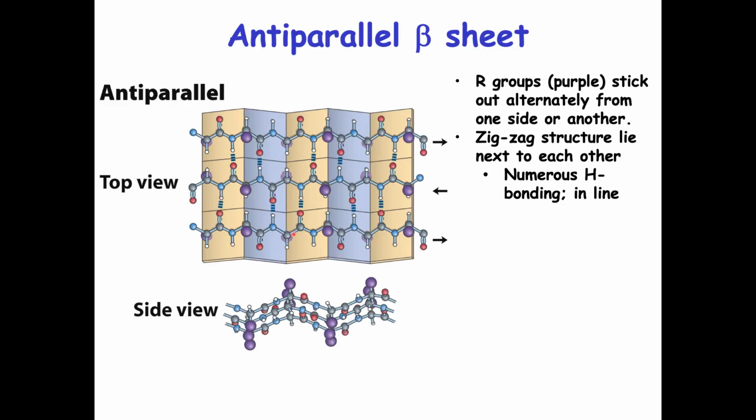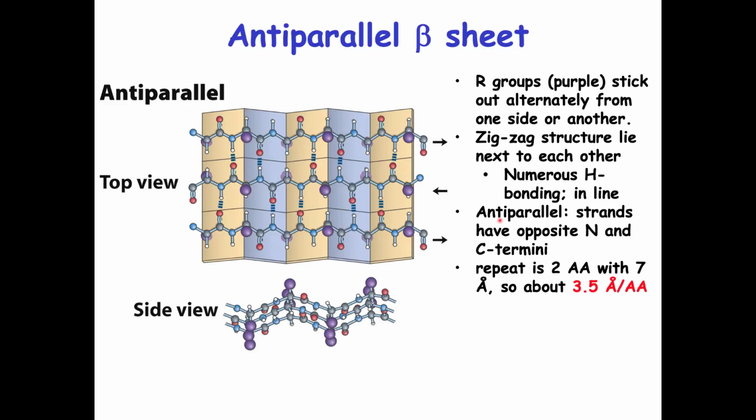The strands of the sheet are lying next to each other, and they're stabilized by these hydrogen bonds here. And then these hydrogen bonds are in line with the atoms. Again, they're antiparallel, so they have opposite N and C termini, so N, C, N, C, and so forth.